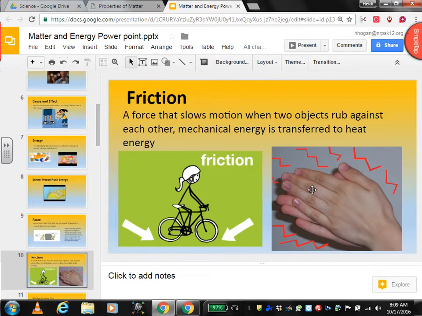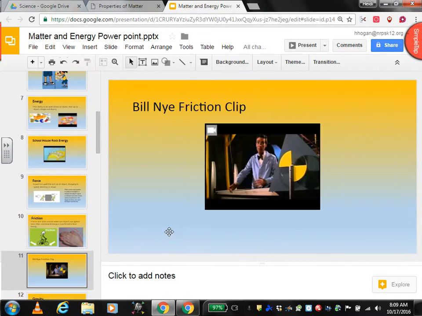So the mechanical energy is the rubbing, and it's creating heat energy. When you put the brakes on a bike, you're pushing, you're using a force, mechanical energy, and the friction stops you. Okay.